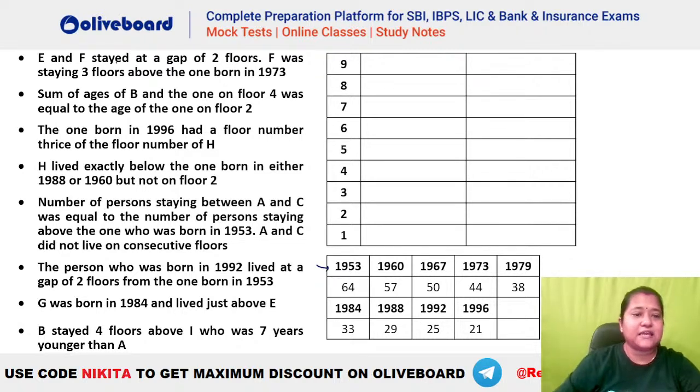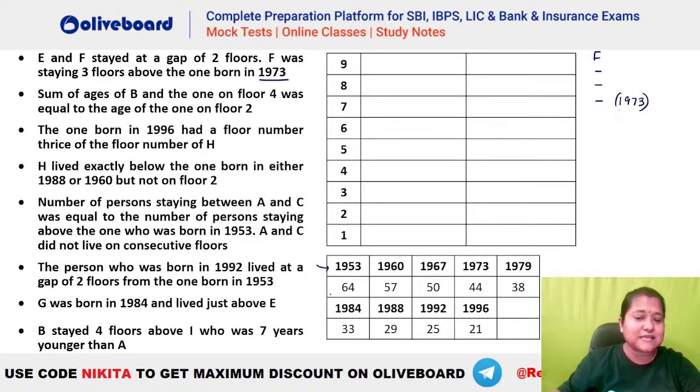Now it is given E and F are staying at a gap of 2 floors here. F is staying 3 floors above the one born in 1973. So we know that F is the person who is living 3 floors above. Now 3 floors above means 1 floor above is immediately above, 2 floors above is at a gap of 1. That means this person at a gap of 2 will be the person who is born in 1973.